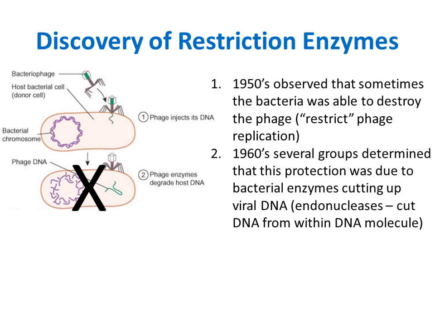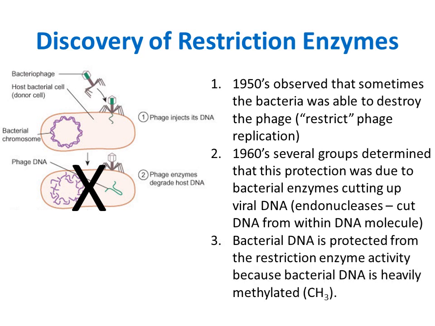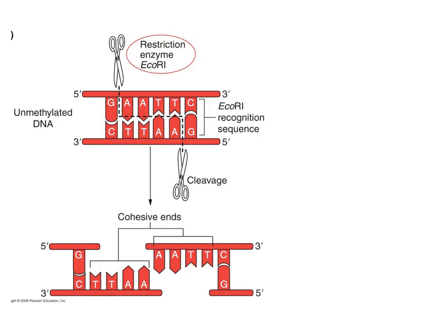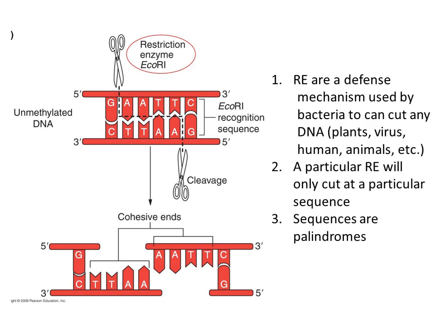In the 1960s, several groups were able to determine that this protection was due to enzymes in the bacteria that were able to cut up the viral genome. These were called endonucleases because they cut DNA from within the DNA molecule. The bacterial DNA itself is protected from its enzymatic activity because the bacterial DNA is heavily methylated. These restriction enzymes act like scissors, cutting DNA at specific sequences. The restriction enzymes are basically a defense mechanism used by the bacteria to cut any foreign DNA.